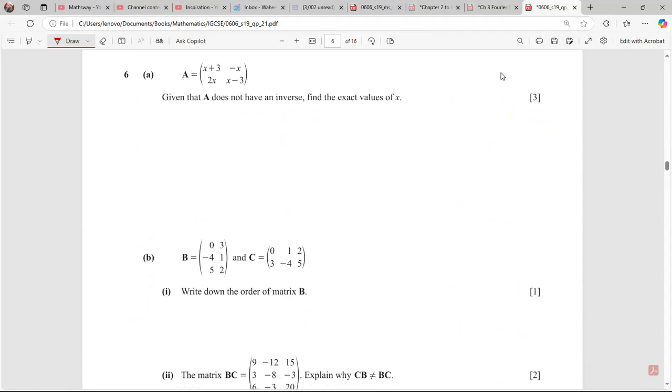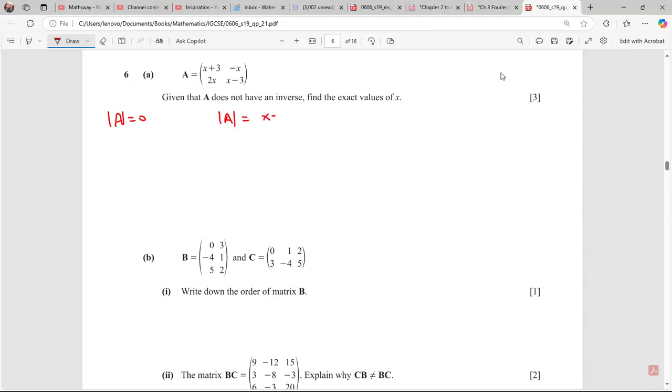Okay, here, given that A does not have an inverse, it means the determinant of A is 0, right? In this case, it does not have an inverse. So if this is 0, what is the value of x, absolute value, mod x?